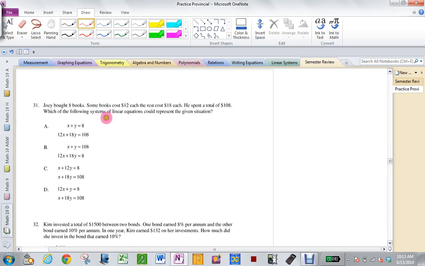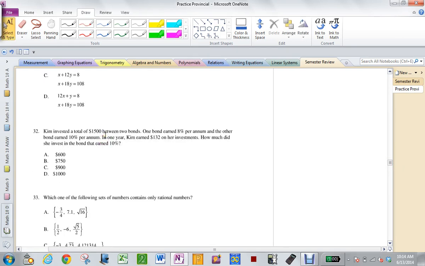31, Joey bought 8 books. You've already seen this one. 8 books. x plus y equals 8. Some are 12 bucks, 12x. Some are 18, 18y. Spent 108, right there.